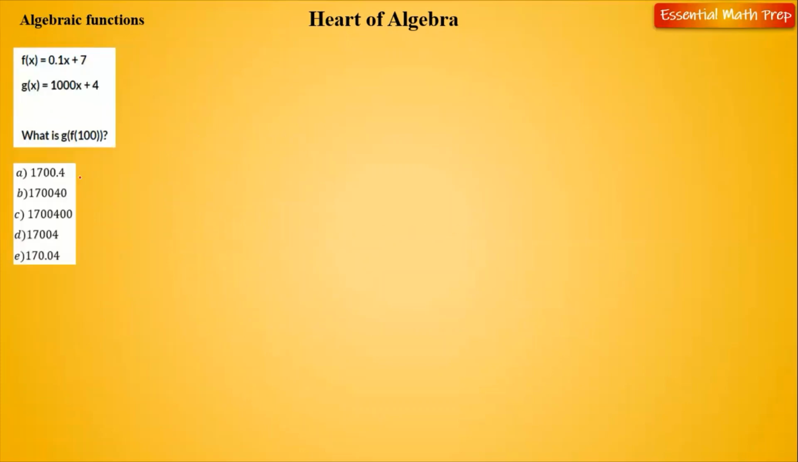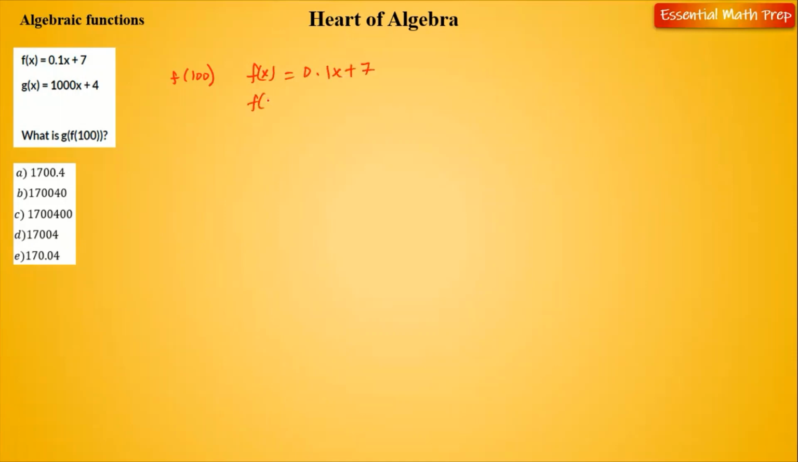F of x equals 0.1x plus 7. G of x equals 1000x plus 4. What is G of f of 100? We've done a few problems like this. Always start from the center and work your way out. So we know the inner function is f of 100, so we go straight to the function that contains the f expression. So f of x equals 0.1x plus 7.